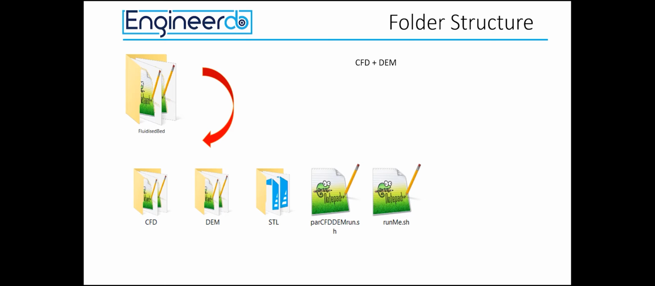Along this we also see an STL folder which includes the geometry files and can be considered as a backup if I accidentally delete the STL data files, which will be needed in both the CFD and the DEM simulation. The runme.sh and the parCFDDEMrun.sh are files to start the coupled simulation. To model a specific problem, it's useful to start with a working simulation and start making changes stepwise.